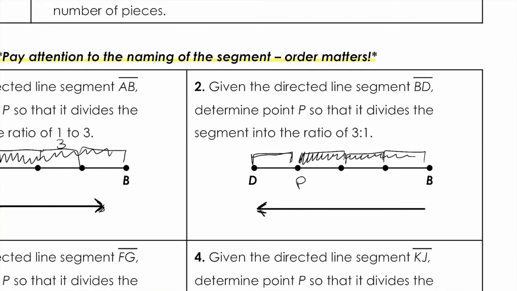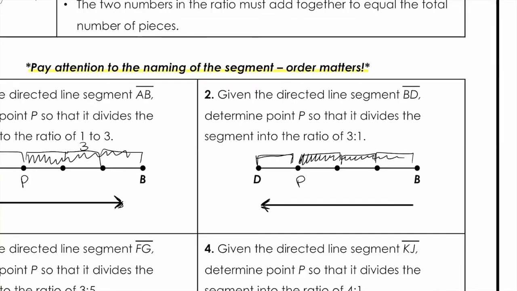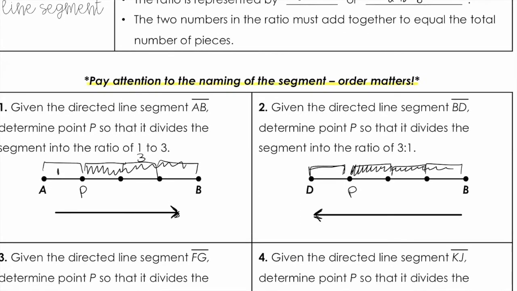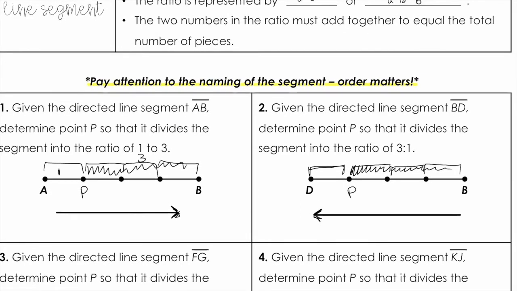Wait, why did you put it on that side? It's from B to D, but this one's from A to B. Right. It's still on the same side. Excellent question. So we look at the two, right? They're both being cut by a ratio of 3 to 1 or 1 to 3. The first one says A to B, so our one segment comes first before we get to our 3 segments. This one, the B comes first, so now we're going the other direction. So that's why the 3 is going to come first, because it comes first in our ratio.